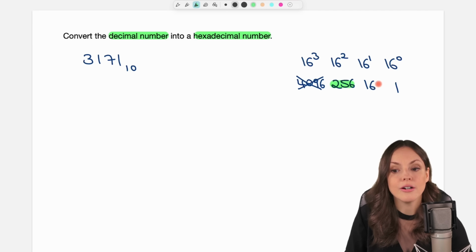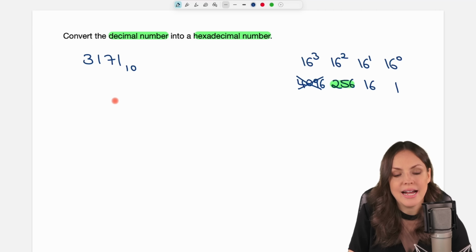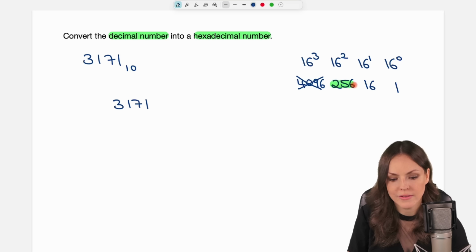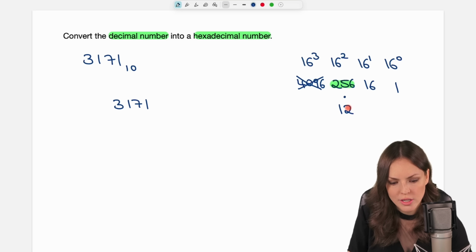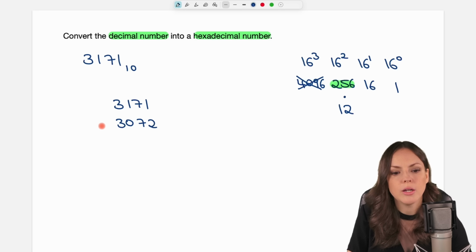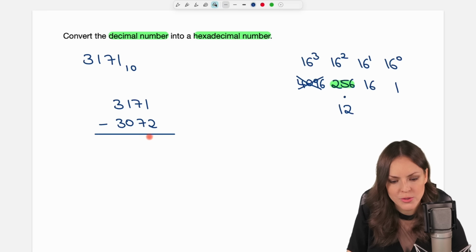We start with the largest of these elements, so with the 256. We take our 3171 and divide this number by 256, which gives us 12 point something. So we only take the 12, write it down here. And now we always multiply these two numbers, which gives us 3072, and we subtract these two numbers. If we do that, we get a result of 99.